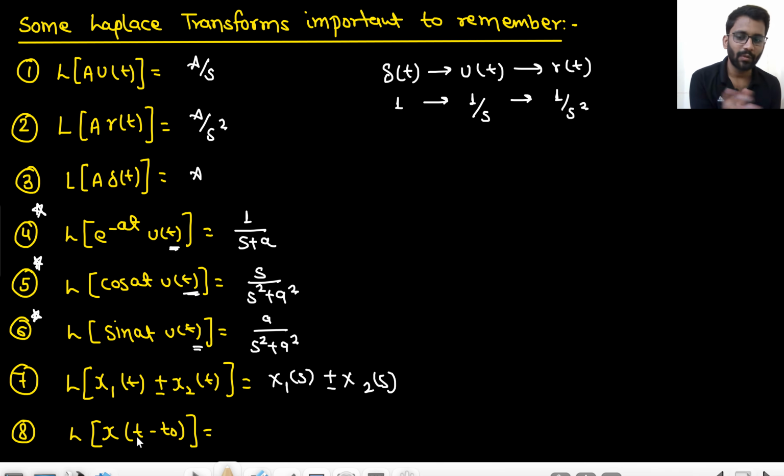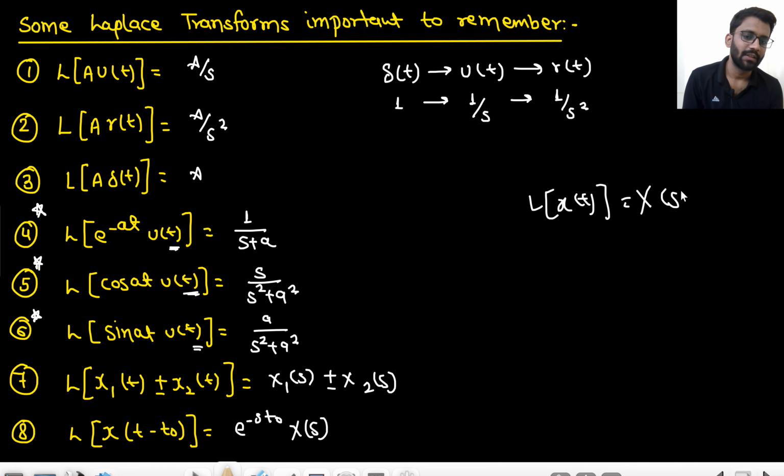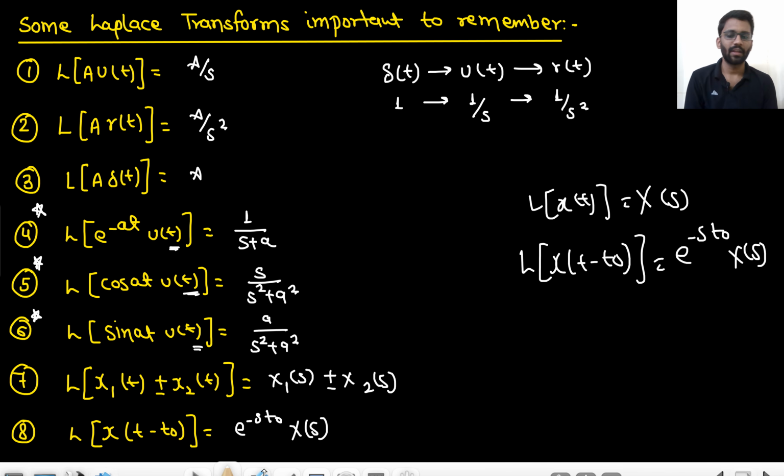What is the Laplace transform of x(t) shifted, x(t minus t naught)? Laplace transform of x(t) is X(s). What will be the Laplace transform of x(t minus t naught)? That will be e to the power minus s t naught X(s).